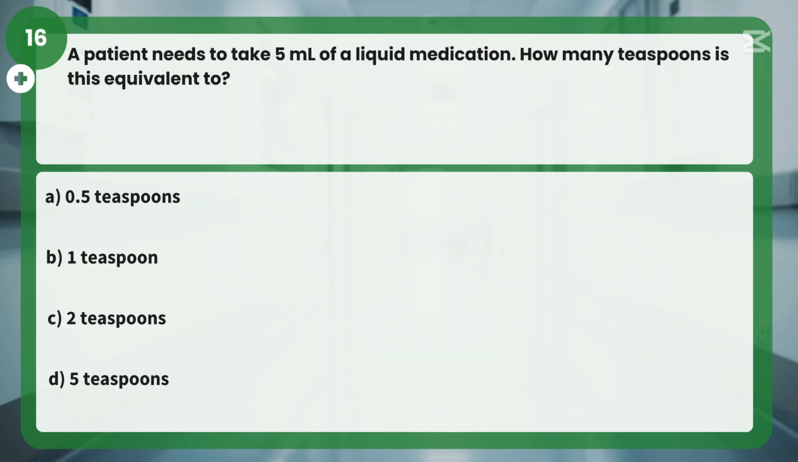Question 16. A patient needs to take 5 milliliters of a liquid medication. How many teaspoons is this equivalent to? A. 0.5 teaspoons. B. 1 teaspoon. C. 2 teaspoons. D. 5 teaspoons.